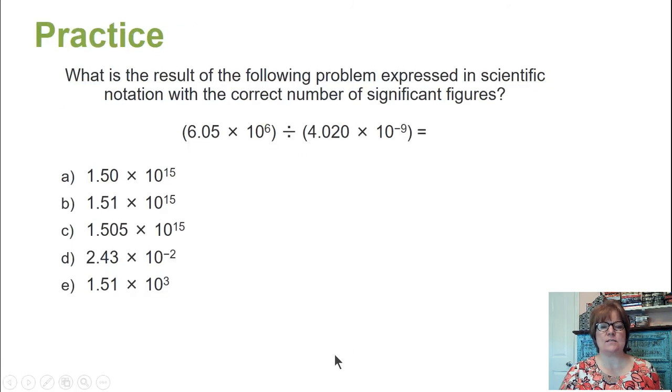So in class, we're going to practice this. So here's your practice problem. It is a problem where you have to calculate an answer and round it properly. So you'll need to practice all of these skills.